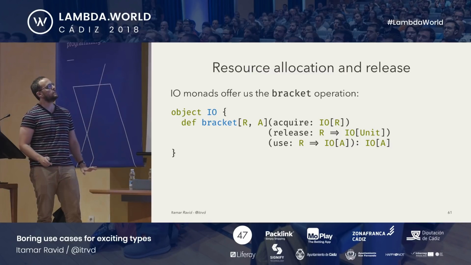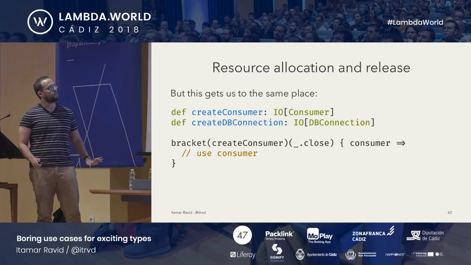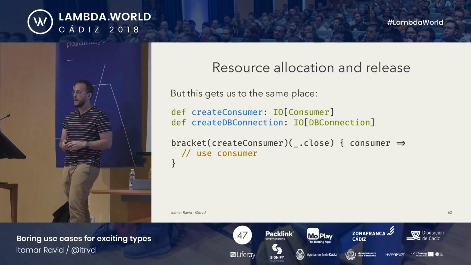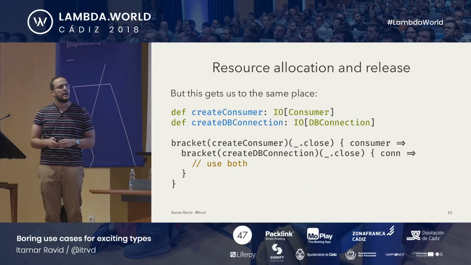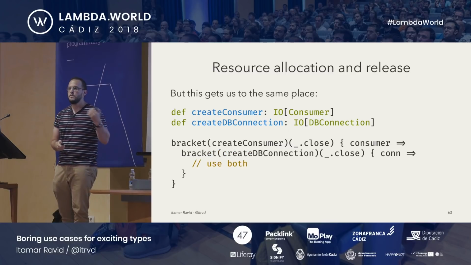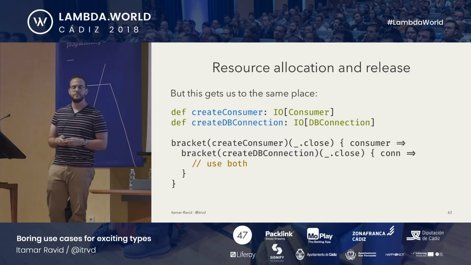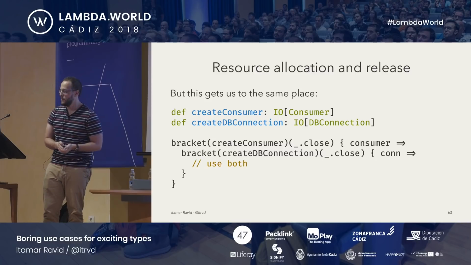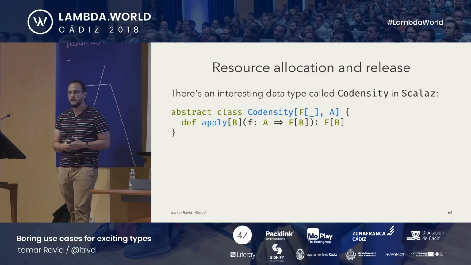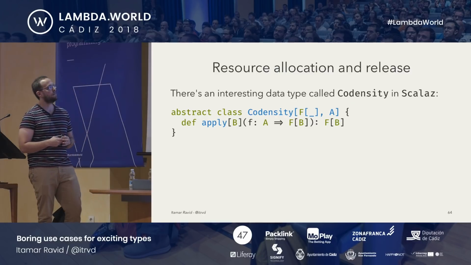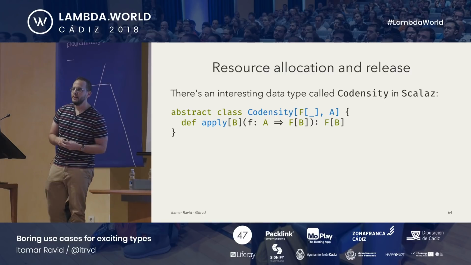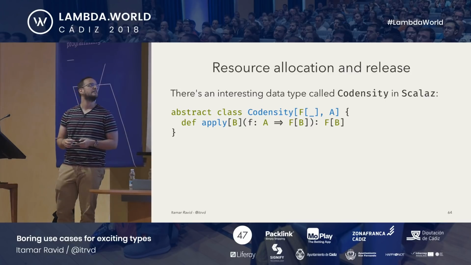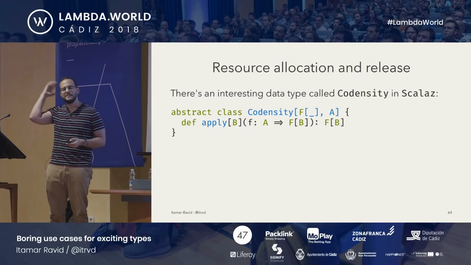Okay, this is good. This is at least pure. But this kind of gets us to the same place. So here's the first acquisition, the acquisition of the Kafka consumer. And if we add the database connection, you can see that we're slowly getting to the same place. OK, I think we're stuck. And we'll need to take a leap of faith because in Scalaz, there's an interesting data type called Codensity. Codensity, apart from its scary name and its category theoretic references, I mean, what is density, if this is codensity?